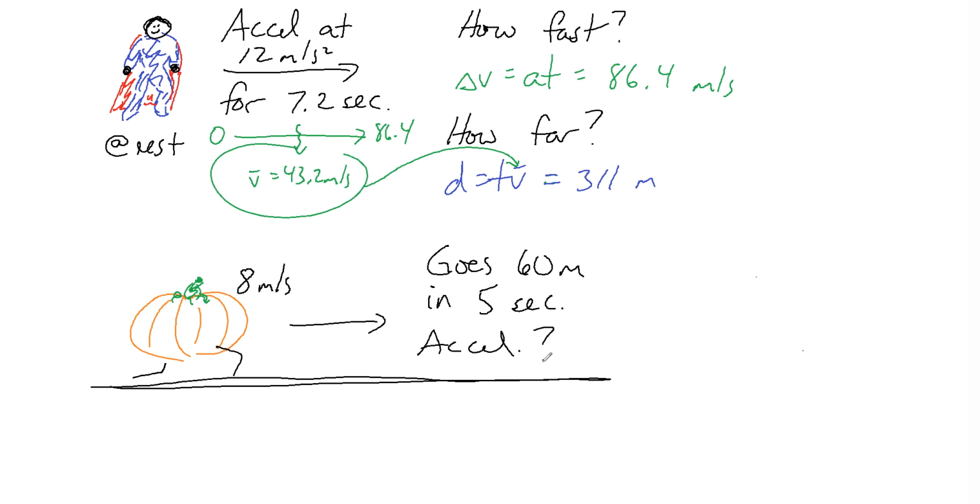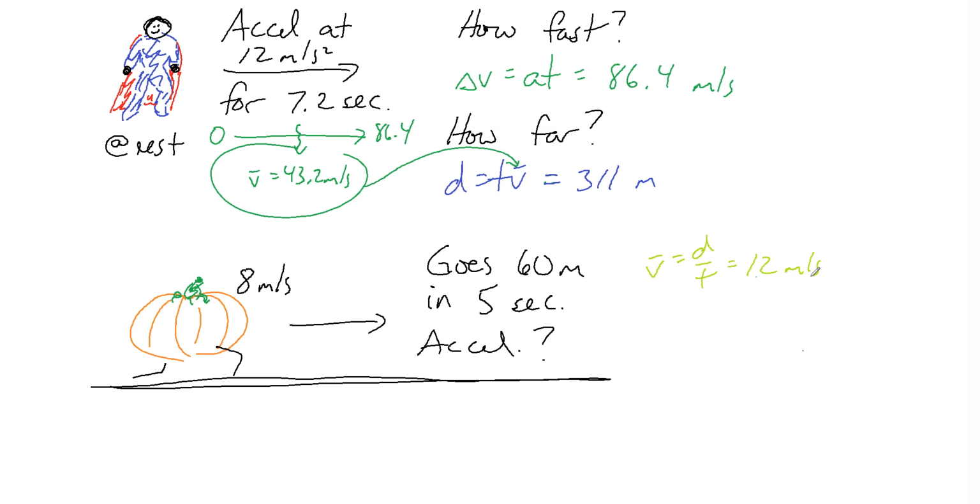acceleration of the pumpkin? Okay, well, let's look. We get the 8 meters per second, so that's my first v. But I got distance and I've got time. And of course, with distance and time, it's really easy to calculate average v. So you got the 60, and we'll divide that by the 5, and that gives us 12 meters per second. Of course, that 12 meters per second, that's my average v.